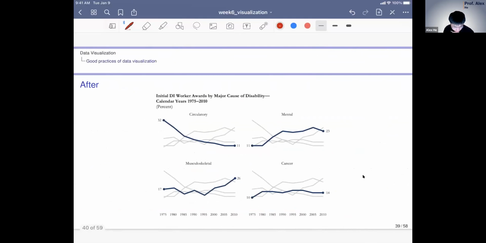So what you could do is, instead of putting these four lines together, you could have four subfigures. And in each subfigure, you can still have the four lines, but only highlight one of them. And that allows you to see for each disease what the trend of that disease is. Okay, it also has a title, definitely. So these are the disability insurance workers by cause of disability. So more people are getting disability insurance because of mental disease, and fewer people because of the circulatory, for example.